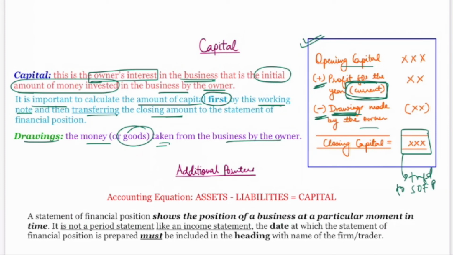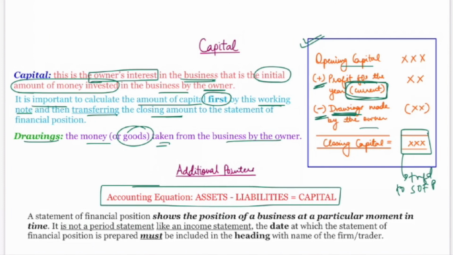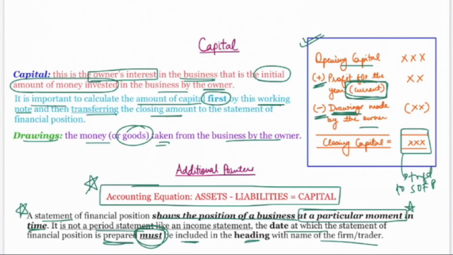Now there's two pointers. The accounting equation for the statement of financial position is assets minus liabilities, like the total assets minus the total liabilities gives you the capital amount. And the second thing is that a statement of financial position shows the position of a business at a particular moment in time. So this is important, at a particular moment in time, and it is not a period statement like an income statement. That period statement is essentially for a continuous period of time, and the date at which the statement of financial position is prepared must be included in the heading with the name of the firm or the trader.